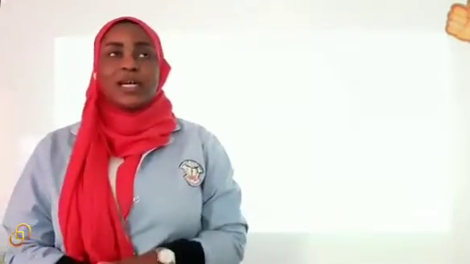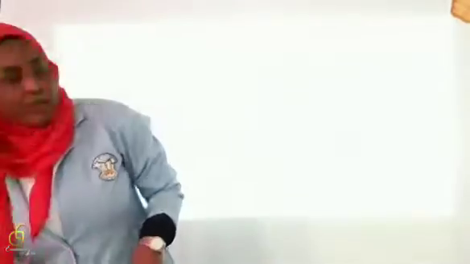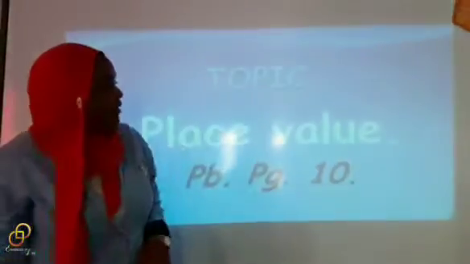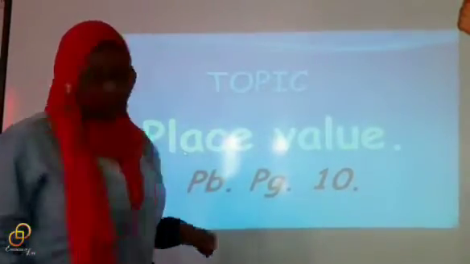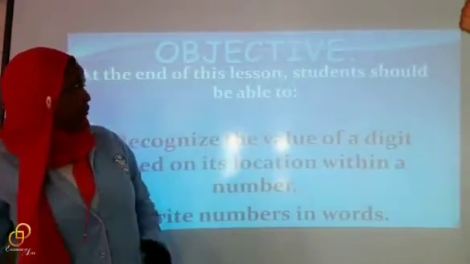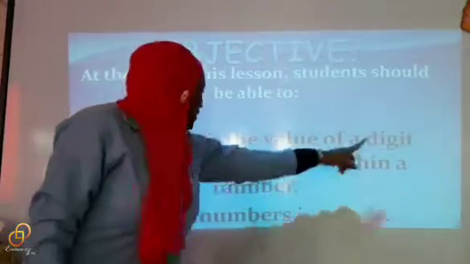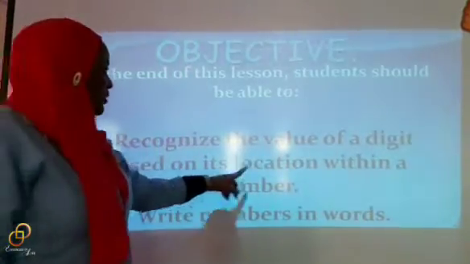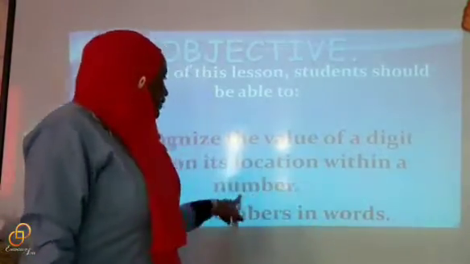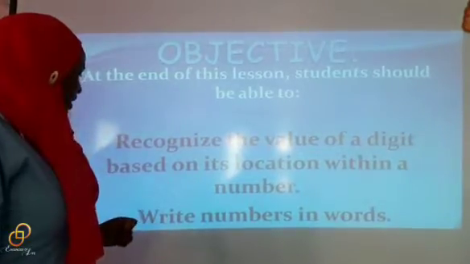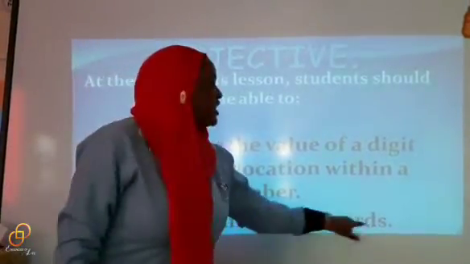Yesterday we did counting to 100, and today we shall be talking about counting place value. And the objectives are to recognize the value of a digit based on its location within a number. And the second objective is to write numbers in words.